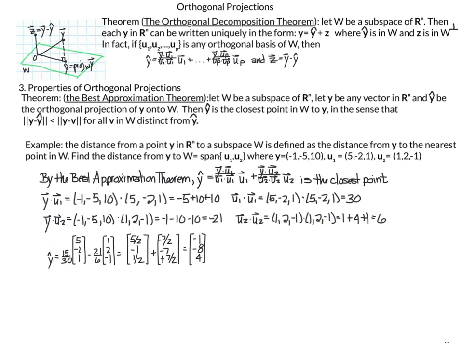So our y hat then is equal to our first coefficient, which is 15 over 30 times u1, which is 5, negative 2, 1, minus our second coefficient, which is negative 21 over 6 times u2, which is 1, 2, negative 1, which is equal to negative 1, 8, 4. So this is the point in W closest to y.